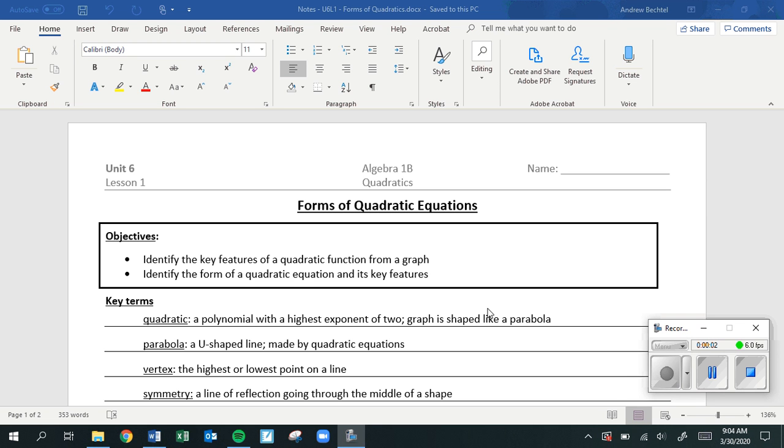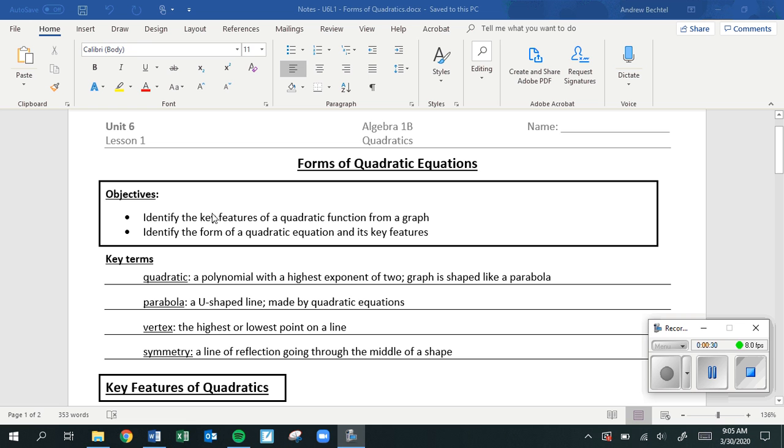This is the first lesson of Unit 6, our first unit done away from home here at Hickman High School. This is Algebra 1B with Mr. Bechtel. So in this unit, we are learning about quadratics. They are a type of equation, just like we learned about linear equations in the past. Quadratics have their own rules and equations, and we're going to look today at the forms that quadratic equations can take. We're going to focus on those different shapes.